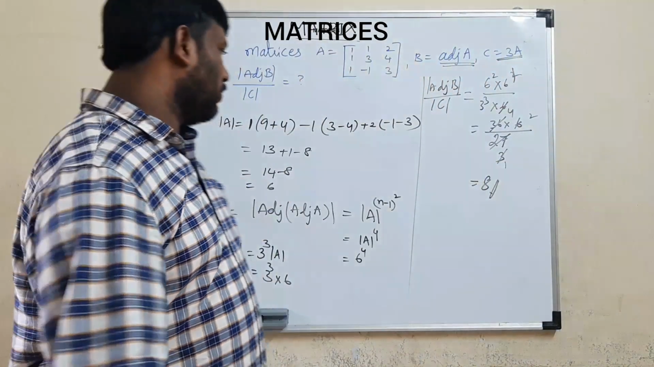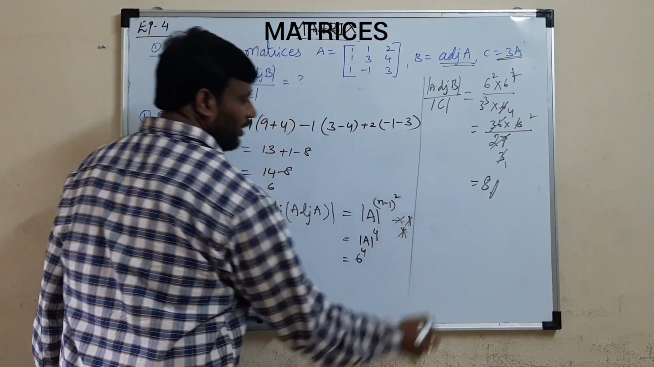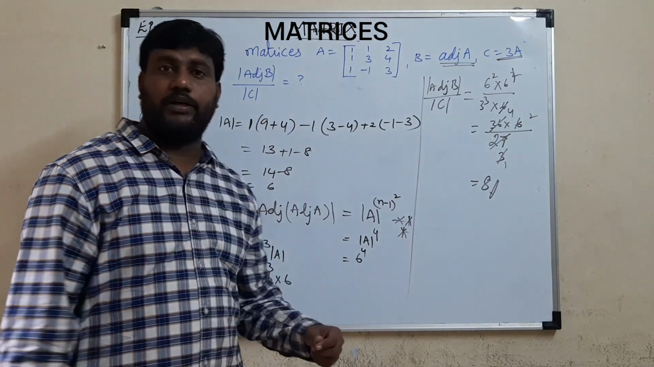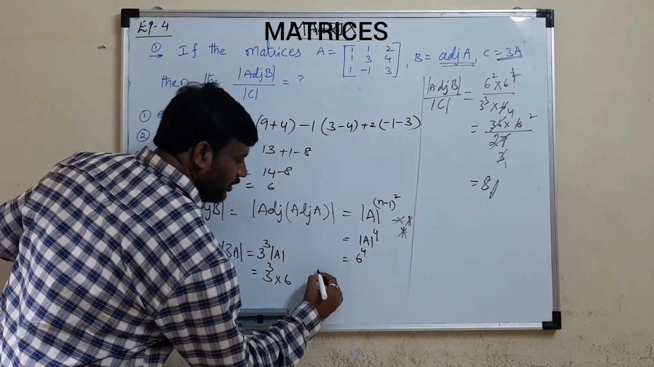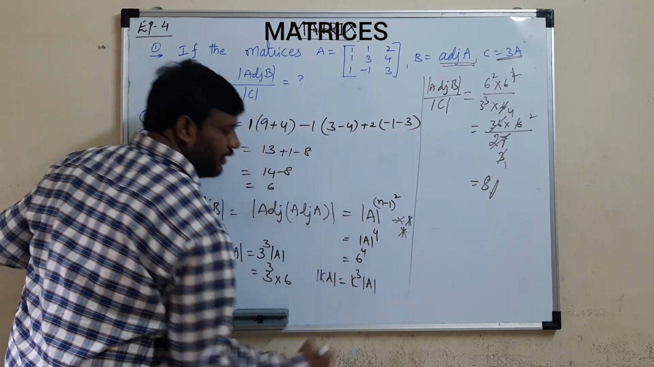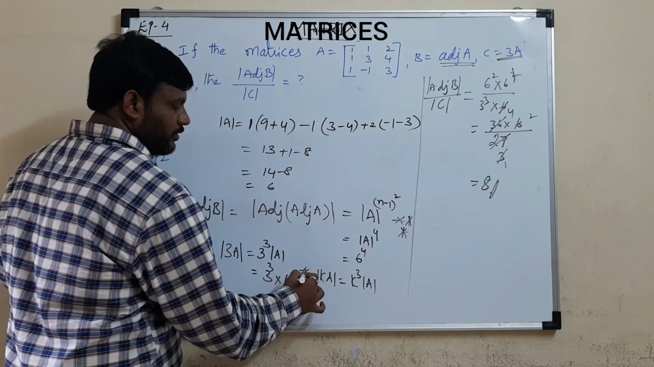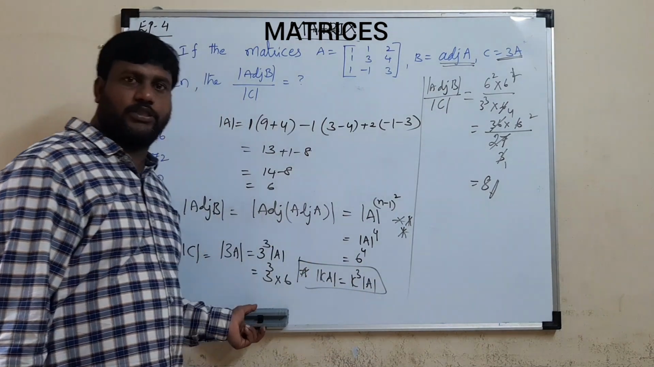Okay, student? So this is a very important property I used here. That's why the properties of adjoint are very important. That's the beauty of the properties. You also have the property that for kA, if its order is 3, then it is k cube times the determinant. This property I used here in the determinant. Already you know this. Okay, so note it down. This is a very important question.